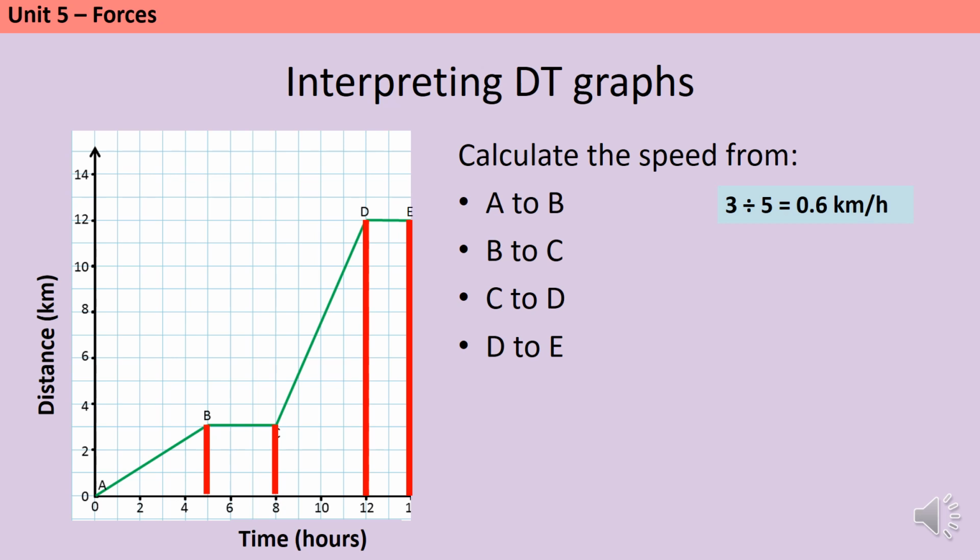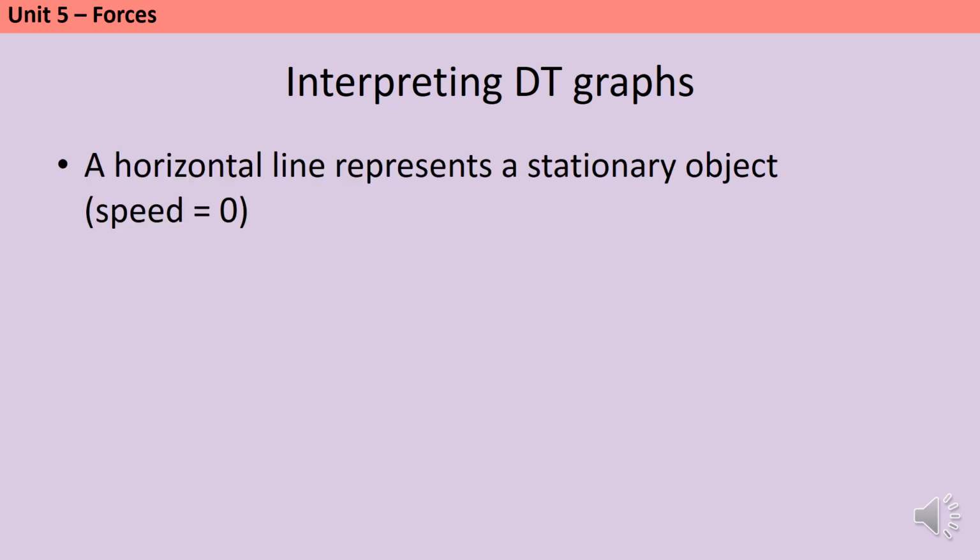If we now look at the graph between B and C, this person hasn't travelled any distance at all. They started out 3 kilometres away and they're still 3 kilometres away, so the distance is 0. 0 divided by 3 is still 0. So what this tells us is that wherever the graph is horizontal, wherever it's flat, that means that the person isn't moving, their speed is 0. So there's the first conclusion you can make about dt graphs. Anywhere that you see a horizontal line, this represents a stationary object.